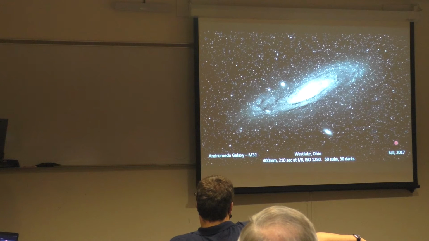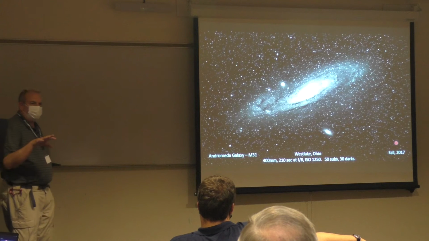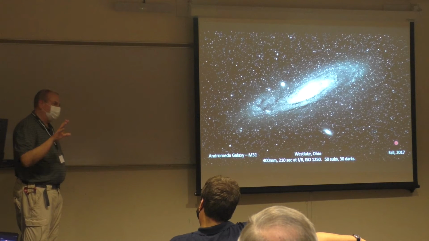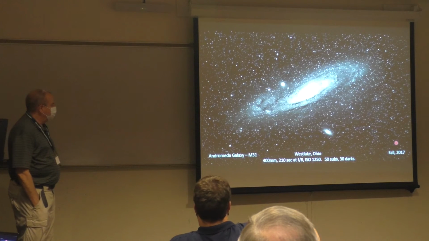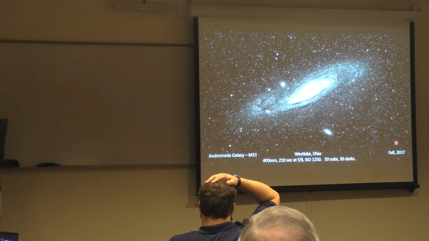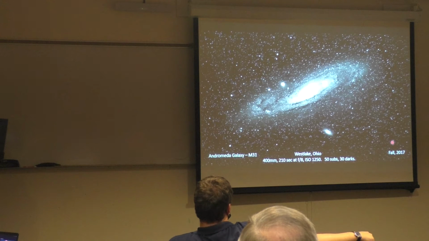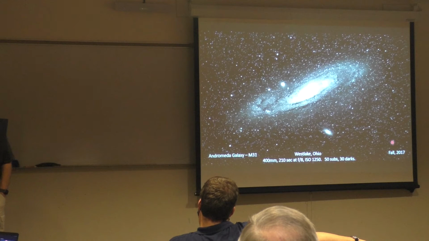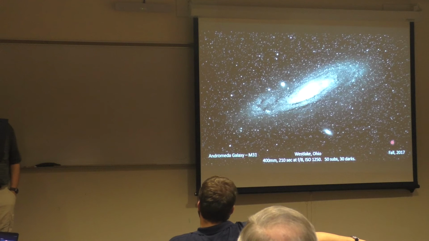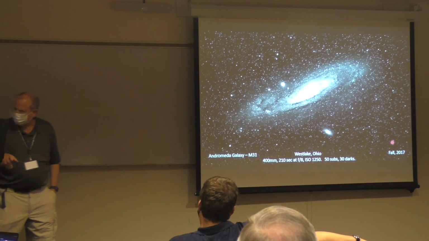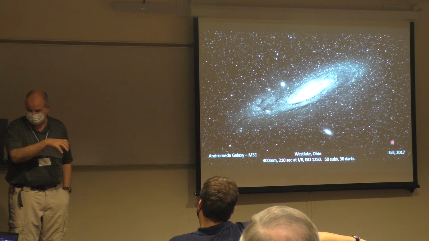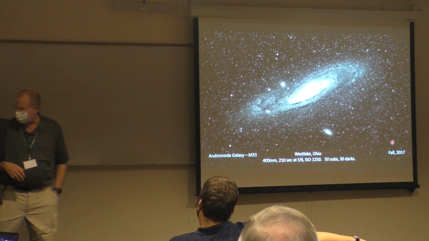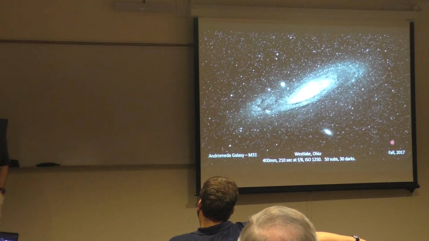But this was shot with a normal DSLR and a 400 millimeter photographic lens, guided, 50 subs, 30 darks. So is that 210 seconds of total exposure across your 50 subs? Each was like 4 seconds or so? You know what, that's wrong. It's not 210 seconds total. I think they were probably 30 second subs. Okay, so 25 minutes of exposure plus the darks.